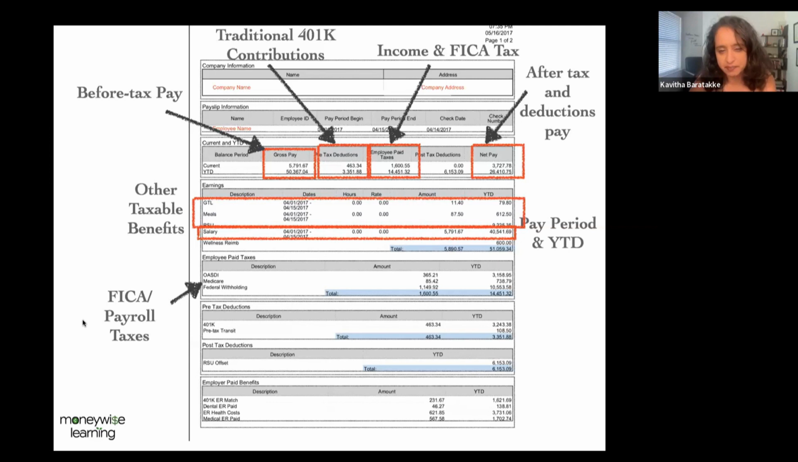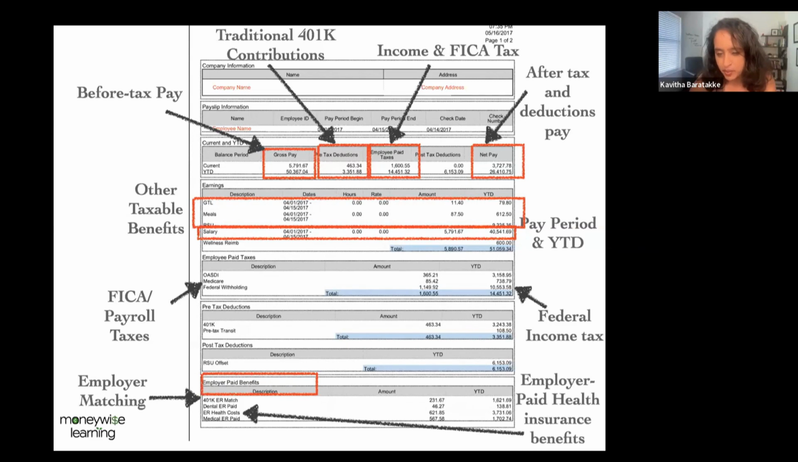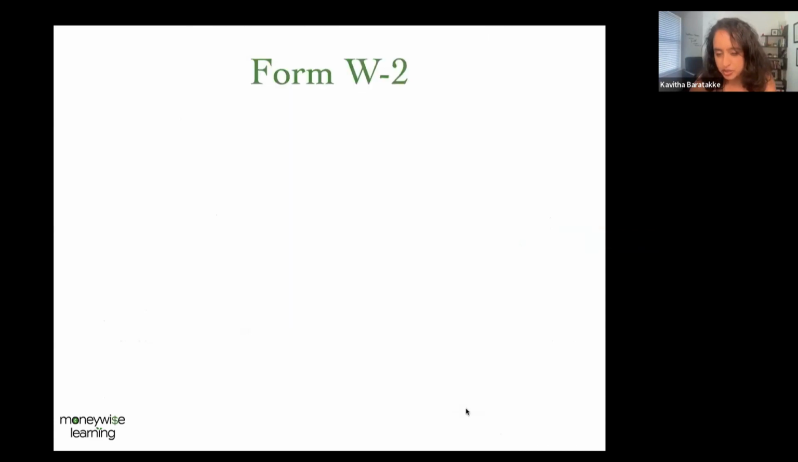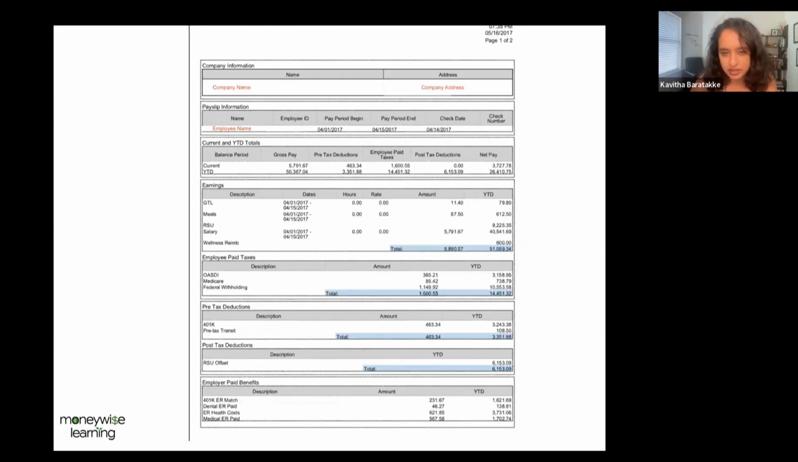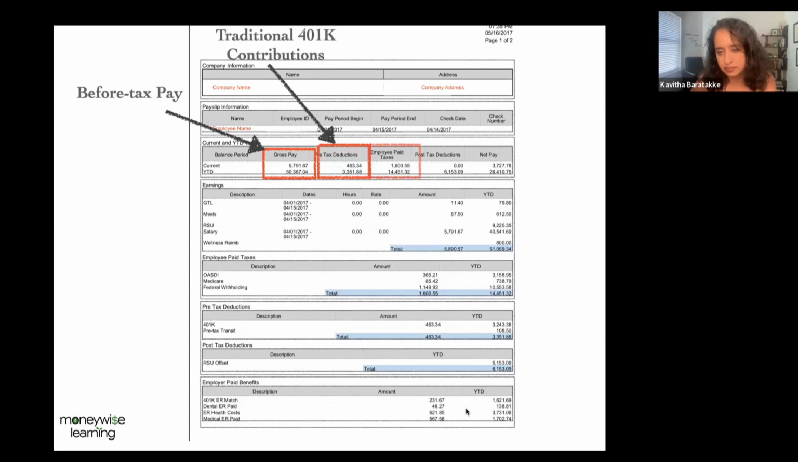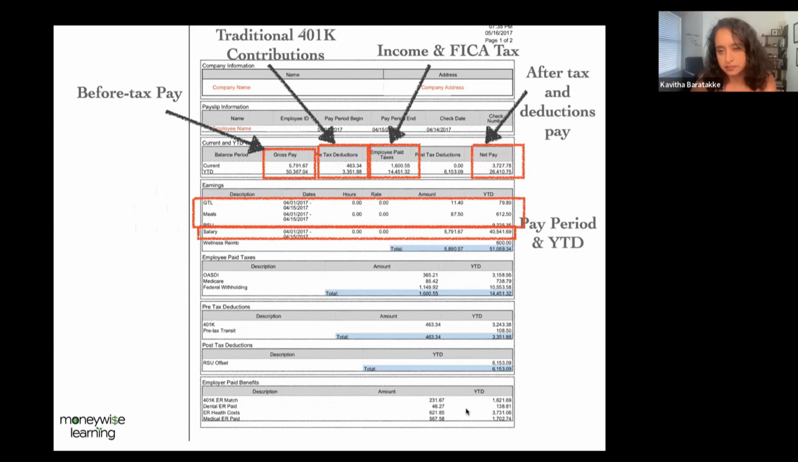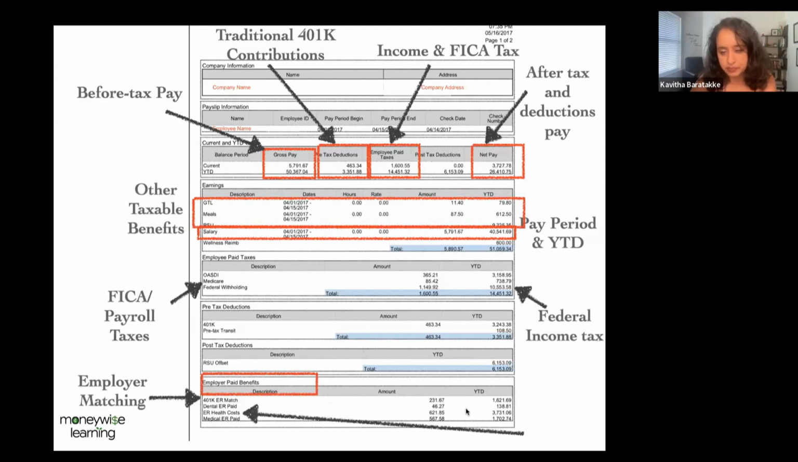And then we have FICA and payroll taxes. This is just recapping everything I told you. Federal income taxes. And then employer-paid benefits, employer matching, employer-paid health insurance benefits. And this was actually, yeah, okay. So I think I covered everything here. Sorry, I have to go through this again. It won't let me skip the slide.